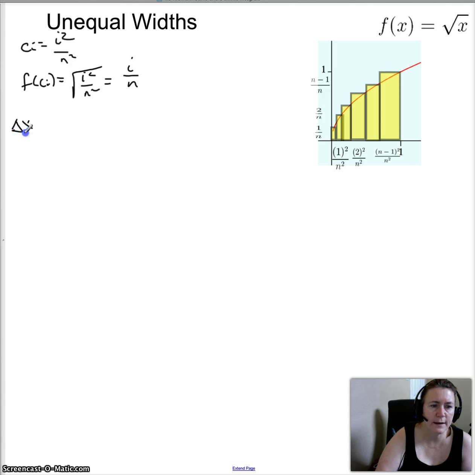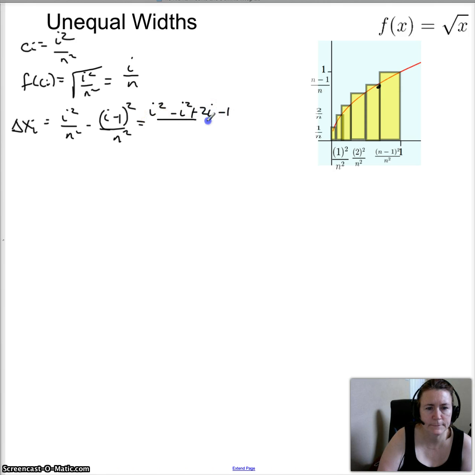Let's find delta x sub i. That's going to be i squared over n squared minus (i minus 1) squared over n squared. So we're going to go back one here. We multiply this out: i squared minus i squared plus 2i minus 1, divided by n squared. So delta x sub i becomes (2i minus 1) over n squared.